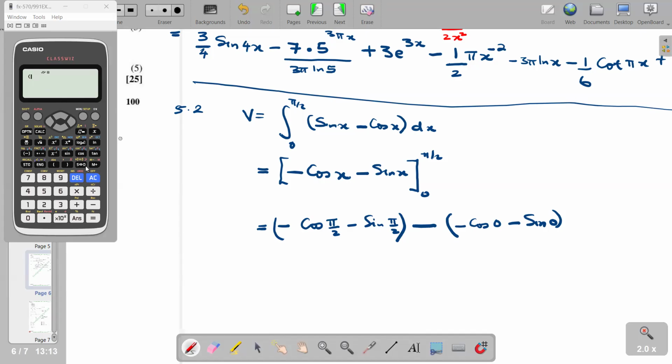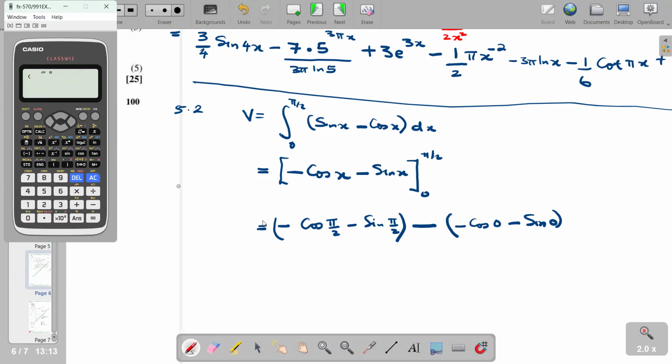So take note, always make sure that your calculator, when dealing with calculus, is in radians. So how are we going to put our calculator in radians here? Then angle unit, 2 for radian, so my angles are in radians.